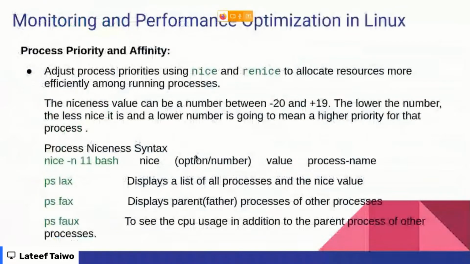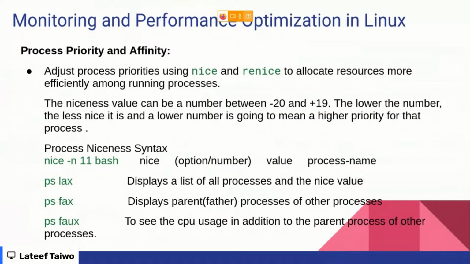Now, we can look at process priority and affinity. There's something called nice and renice. The niceness value can be a number between -20 and +19. The lower the niceness value, the less nice that process is, and a lower number means a higher priority for that process.